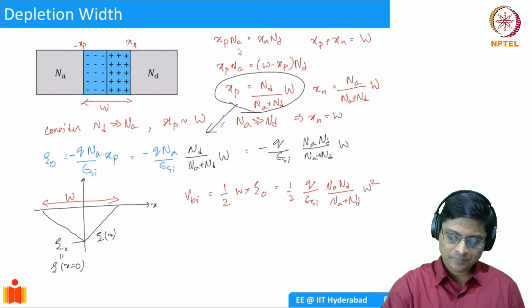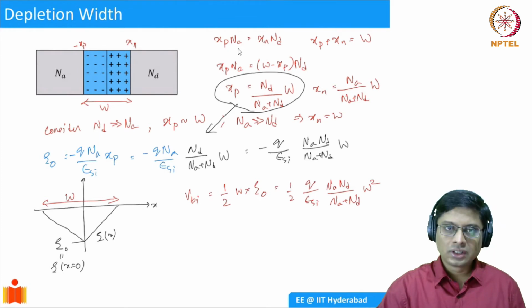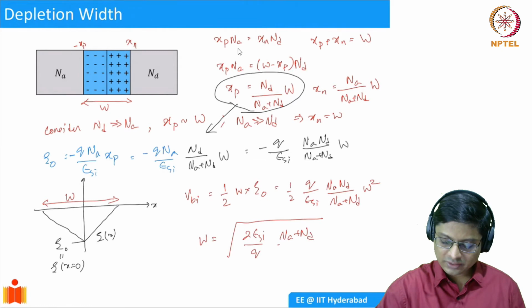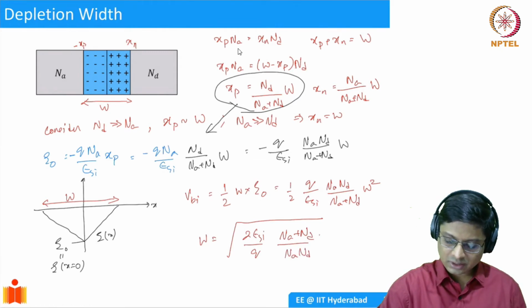Okay. So the width of the depletion region is going to be the square root of 2 epsilon silicon by q, NA plus ND divided by NA ND, times the built-in potential.